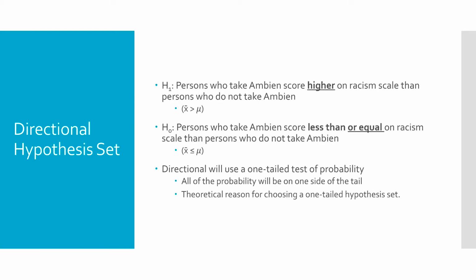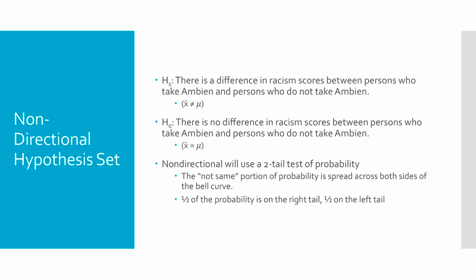But let's take a second and go back to that non-directional hypothesis set. Here, we said that when there was no difference in racism scores, the mean is equal to the population mean, that they are equal. Even if they're not the same number, statistically they were equal.